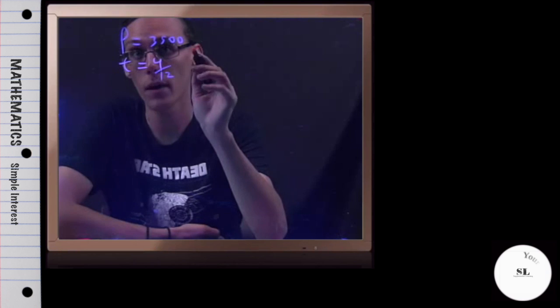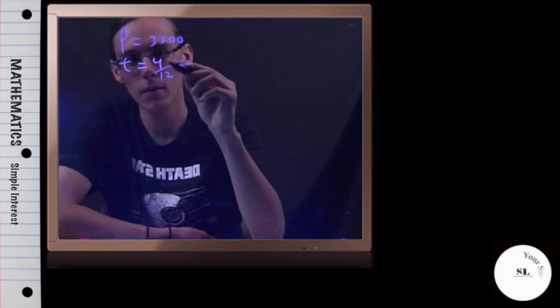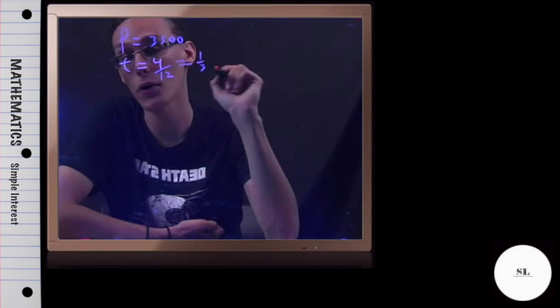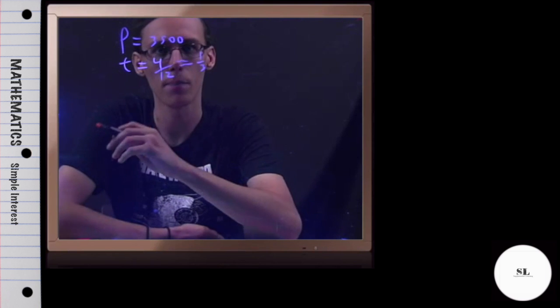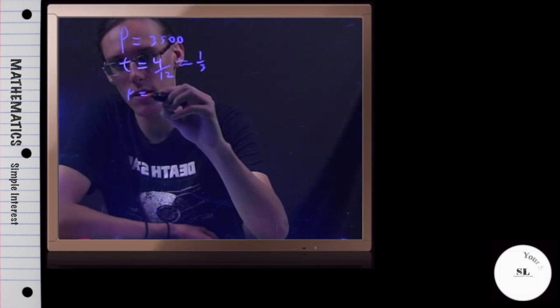That way, if it's 4 months, that's 4/12ths of a year. Or if I simplify this a bit, 4 on top is 1, 4 into 12 is 3. We get a third of a year is the amount of time that's going to go by. Okay. And the interest rate is 10.5%.